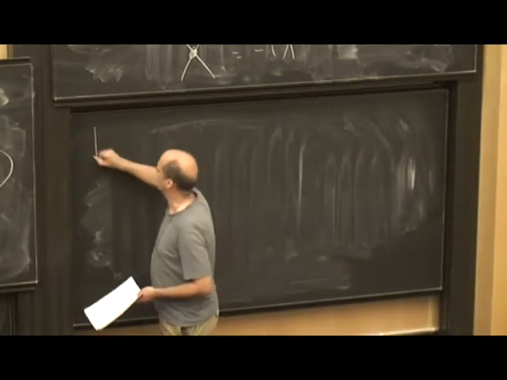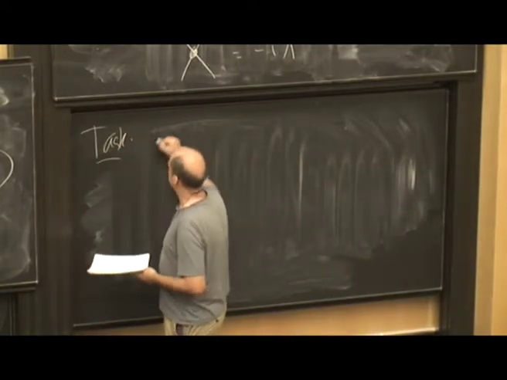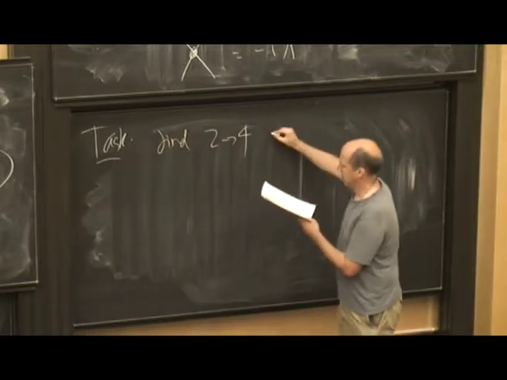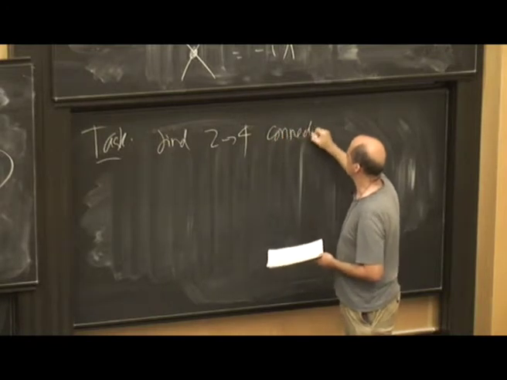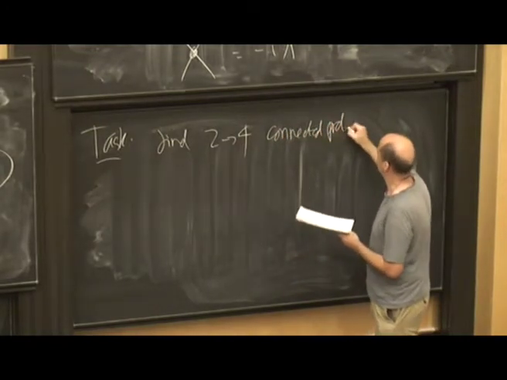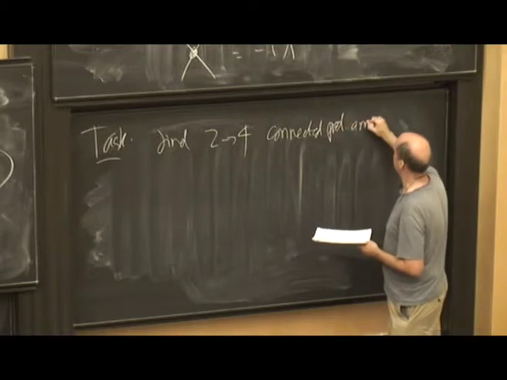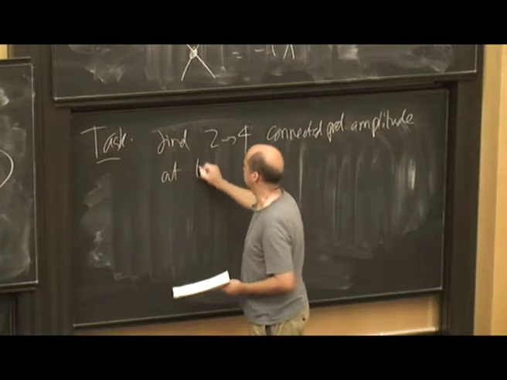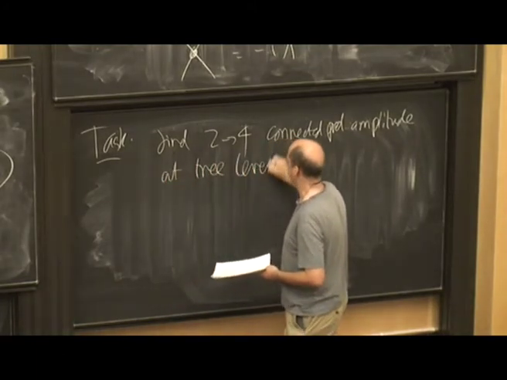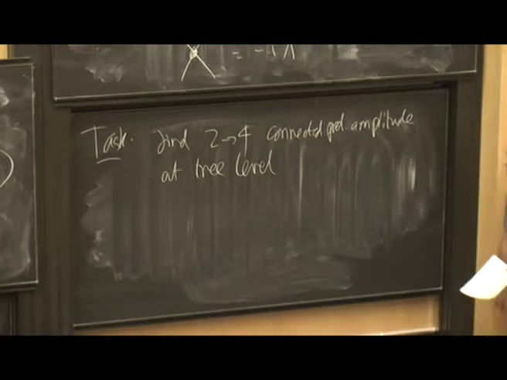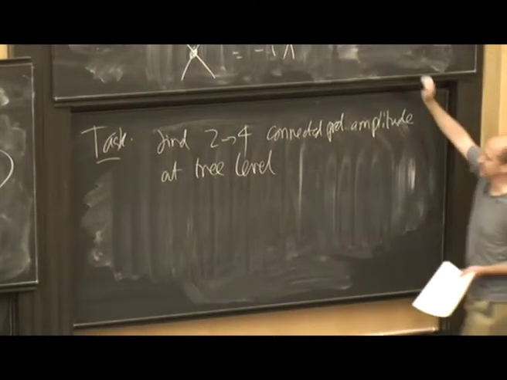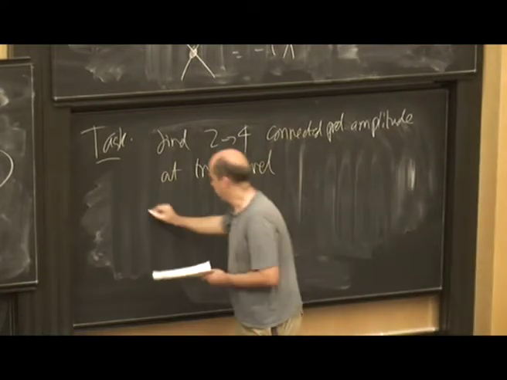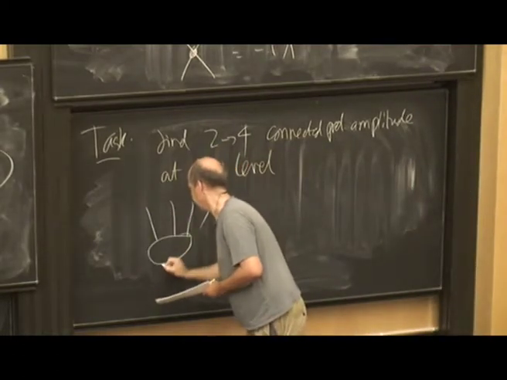So what we want to do, the task, is to find the 2 to 4 connected production amplitude at tree level. So that's a classical calculation. Of course, it's vanishing, a hint of classical integrability. When we get started, there's going to be many more terms to it than that. So, there are 4 particles going out.